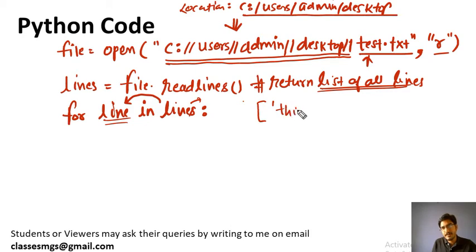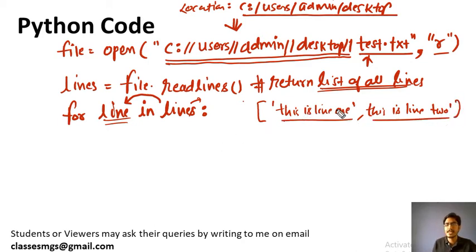Let's suppose this is line 1, and this is line 2. Let's suppose this file has two lines, then the readlines method will return a list like this. Now in this list we want to fetch each word. In that case, you need to split it, because each object of the list is a string. So to fetch the words from the string, you need to use the split method.